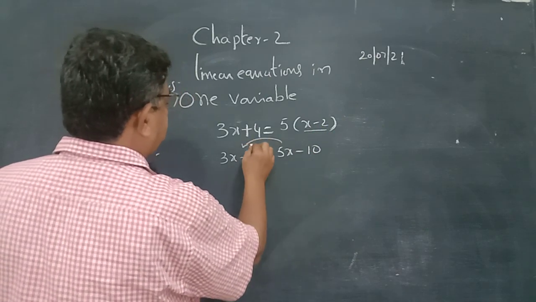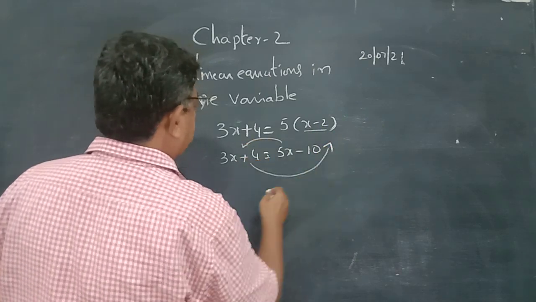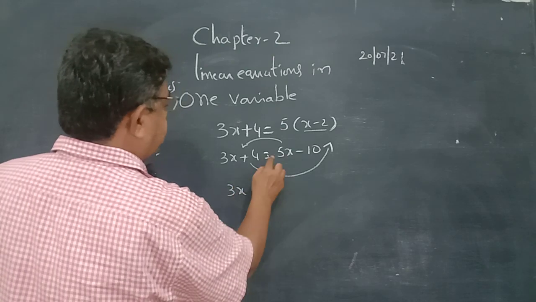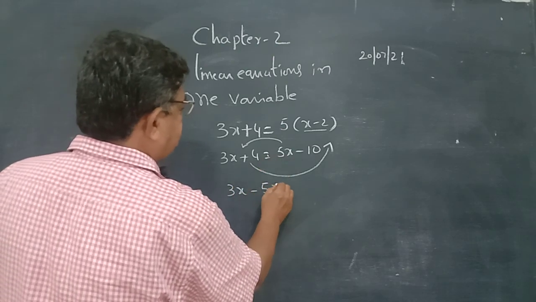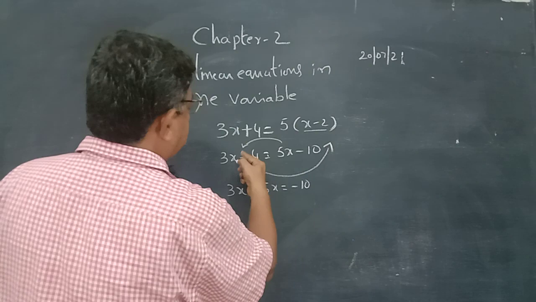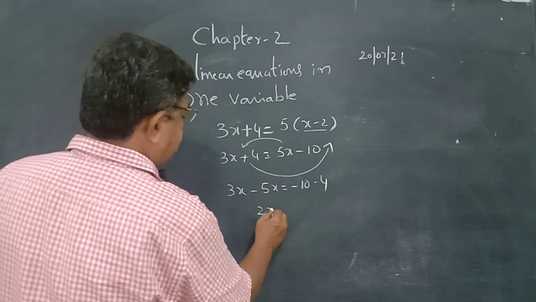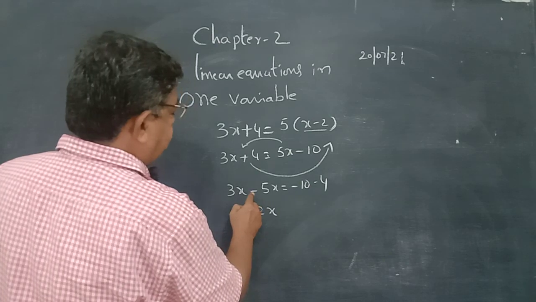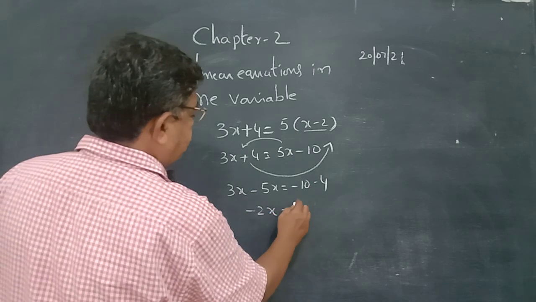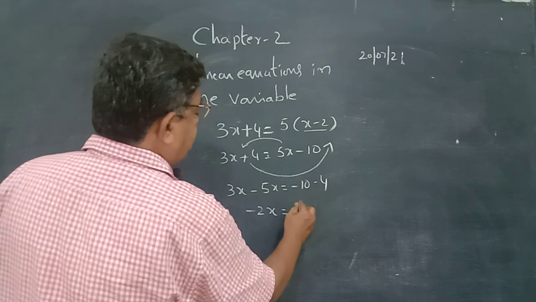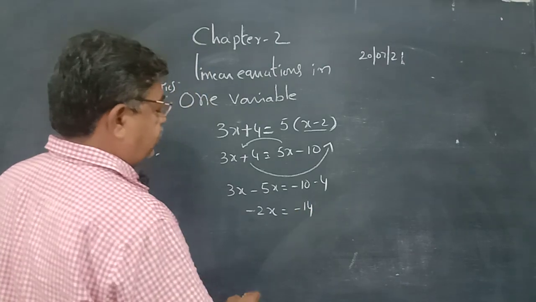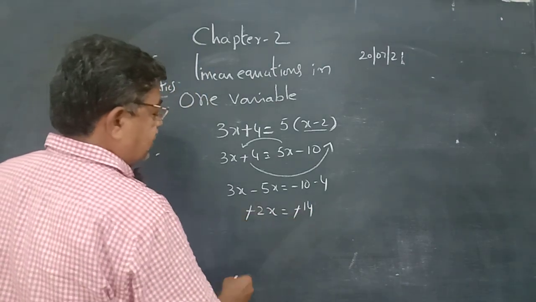Bring 5x to the first side and take plus 4 to the other side. 3x minus 5x, minus 10, this plus 4 becomes minus 4. 3x minus 5x, the difference is 2x. And the symbol of 5x is minus, so minus 2x equal to, here both are negatives, so the sum is minus 14. Both sides you have minus cancel.